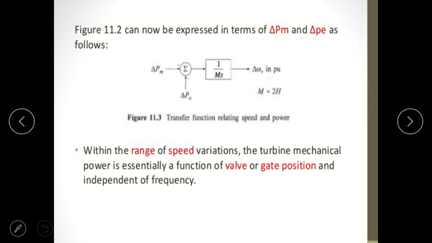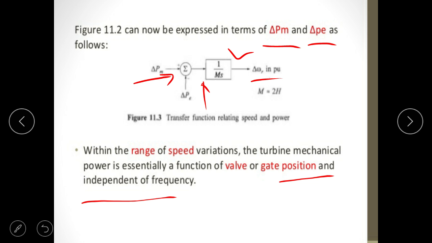Now it can be expressed in terms of delta Pm and delta Pe. Delta Pm is change in mechanical power and delta Pe is change in electrical power. So in this block diagram, delta Pm is variation in input, delta Pe is variation in output, 1 upon Ms is the gain function, and delta omega r is variation in speed. Within the range of speed variation, the turbine mechanical power is essentially a function of valve or gate position, which is independent of frequency.